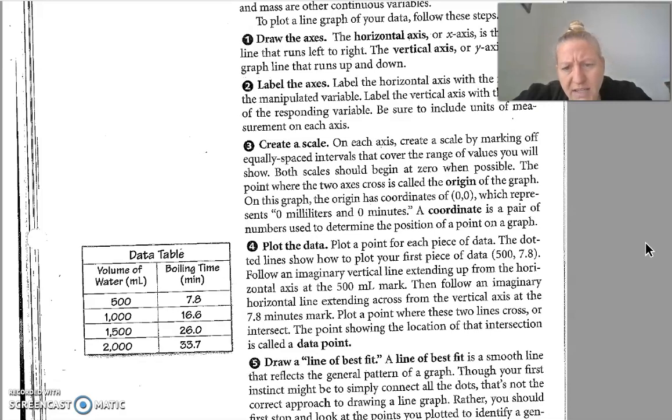Plot the data. Plot a point for each piece of data. The dotted line shows how to plot your first piece of data. So it's 500, 7.8. Follow an imaginary vertical line extended up from the horizontal axis at the 500 milliliter mark. Then follow an imaginary horizontal line extending across the vertical axis at the 7.8 minute mark. Plot a point where these two lines cross or intersect. The point shown at the intersection is called the data point.